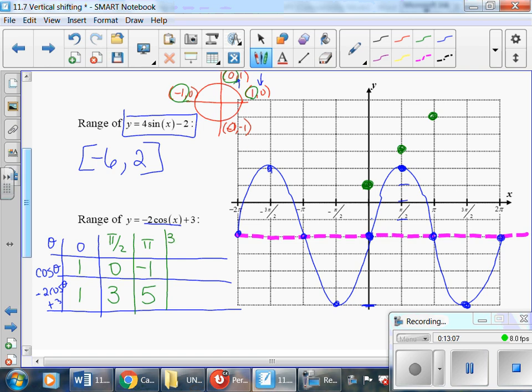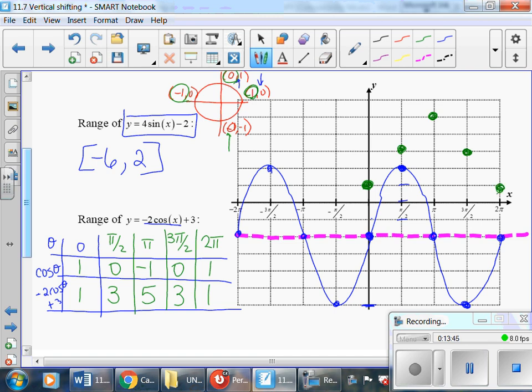Now I'm at 3 pi over 2. At 3 pi over 2, my cosine right here is 0, and 0 plus 3 is 3. So now I'm back at positive 3. And at my 2 pi mark, I should be at the same place I was at 0. So if I did that right, at 2 pi, again, cosine is 1. So 1 times negative 2 is negative 2, and negative 2 plus 3 is 1. So I'm back at 1 again.